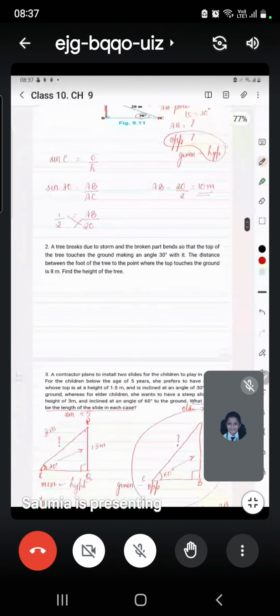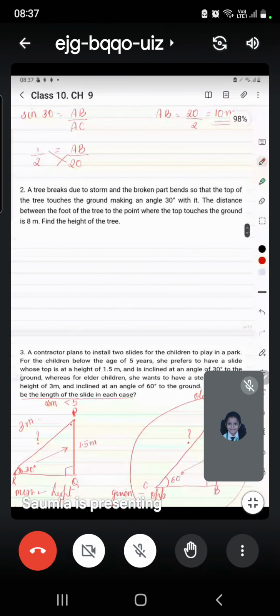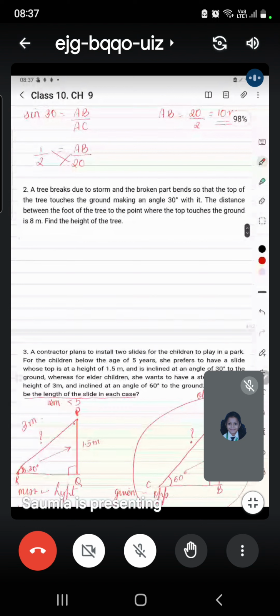Now, coming to question 2. Let's read question 2. A tree breaks due to storm and the broken part bends so that the top of the tree touches the ground, making an angle 30 degree with it. The distance between the foot of the tree to the point where the top touches the ground is 8 meters. Find the height of the tree.